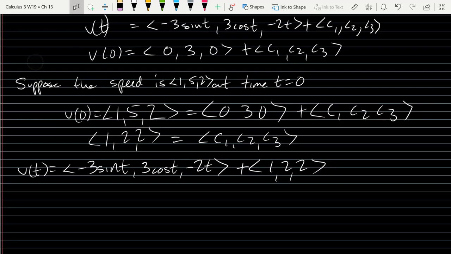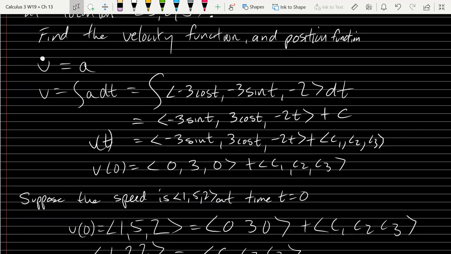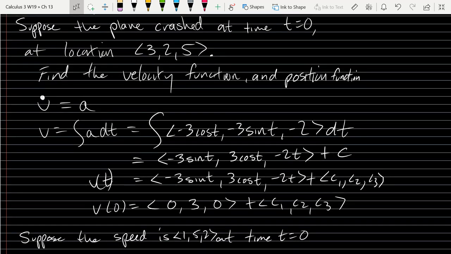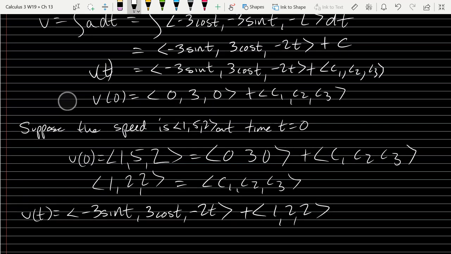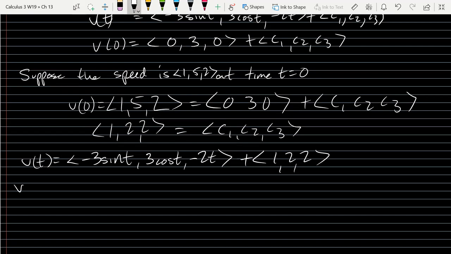Now what we're going to do is find another antiderivative that will give us the position. And we have a location as well. So we're going to find the position and then use the location right there to get the constant in our position function. So position, we'll use r of t.